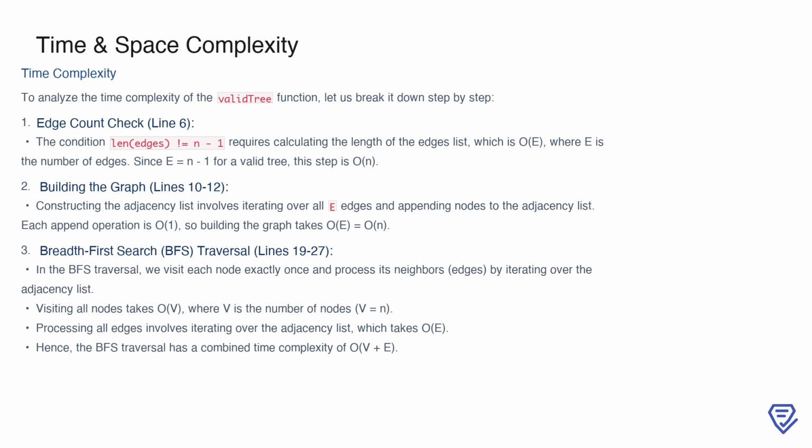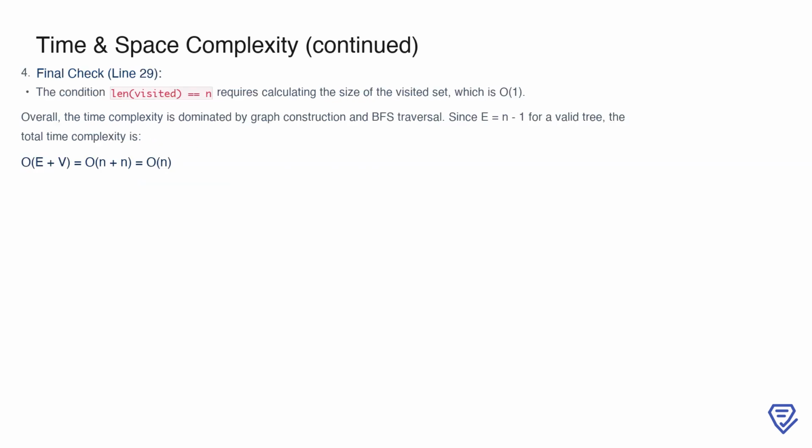Finally, there's the BFS traversal. Here, we visit each node exactly once, which takes O(v), where v is the number of nodes. Additionally, we process each edge by iterating over the adjacency list, which takes O(e). Combining these, the BFS has a time complexity of O(v + e). Next, we consider the final check in the function, which ensures that the number of visited nodes equals the total number of nodes. This comparison operation is O(1).